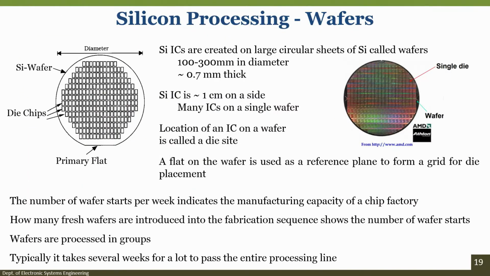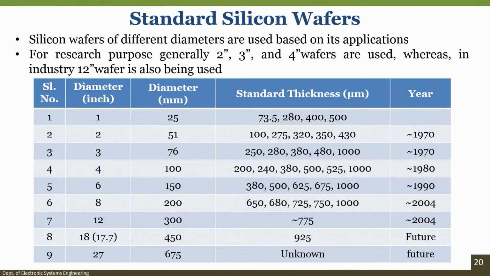So, processed wafers, you can see here, once they are finally processed, are called single dies, and each single die has billions of transistors which are used for several applications. In a foundry it takes several weeks to process a lot, and the location of an IC on a wafer is called a die site. A flat on the wafer is used as a reference plane to form a grid for die placement, and the number of wafer tests per week indicates the manufacturing capability of the chip factory.